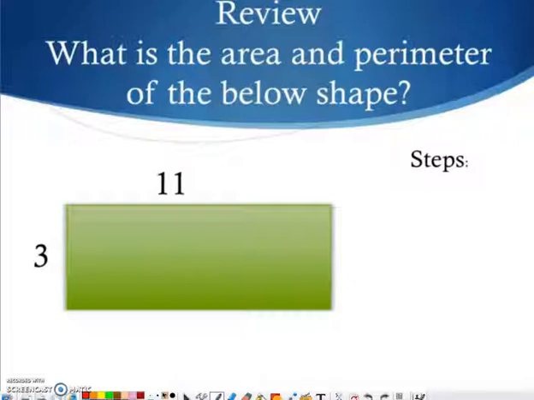Now perimeter is a little different. Perimeter, you have to add up all the sides. So if this is 3, that means this is 3. If this is 11, that means that's 11. And you'd have to add up everything. So I would add up 11 and 11 is 22. Plus 3 would be 25. Plus 3 would be 28. So the perimeter would be 28. So area would be 33. Perimeter would be 28. That's going to help us with what we're actually going to be doing here.